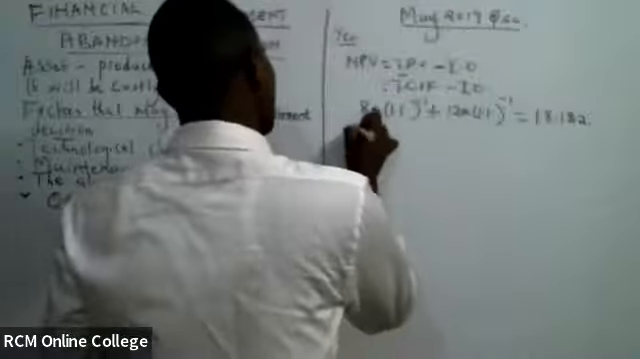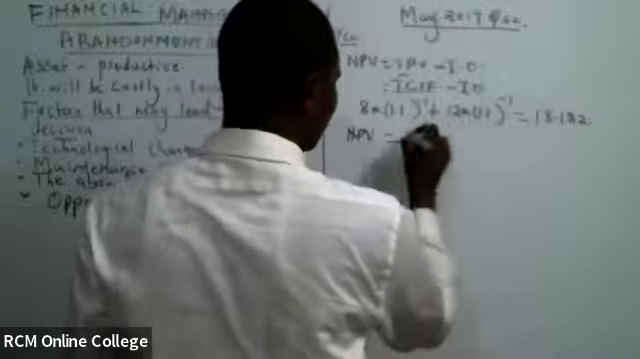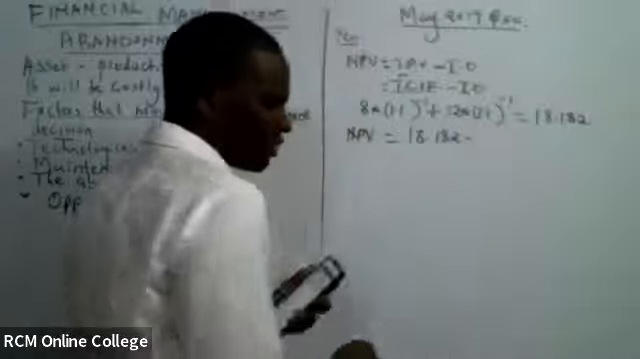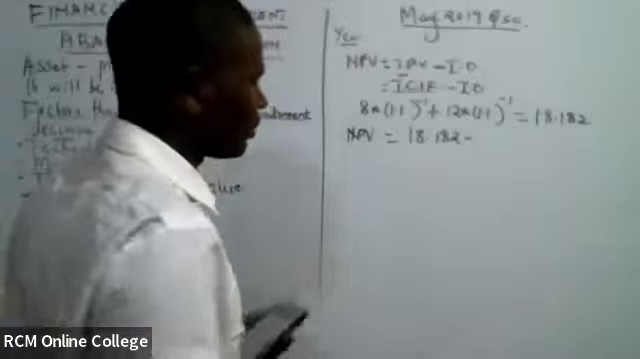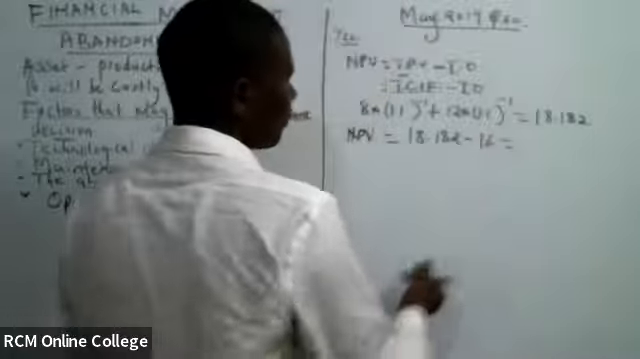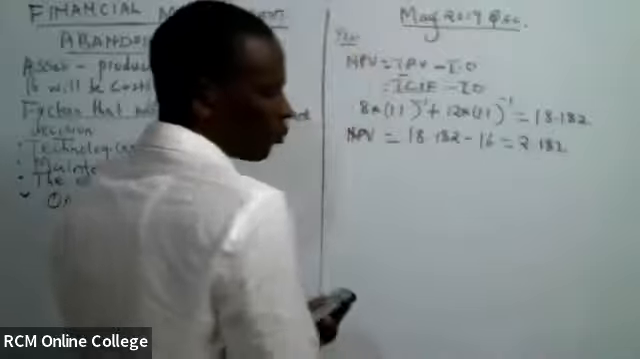And then if I want to get the NPV, nimesema kwamba ni total cash inflow, which is this minus my initial outlay. Remember the initial outlay. We're dealing with this one project. So initial outlay will remain the same throughout. Abaki ngapi? 2.182.